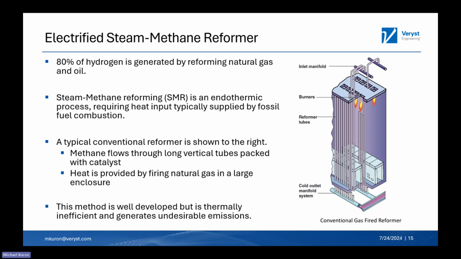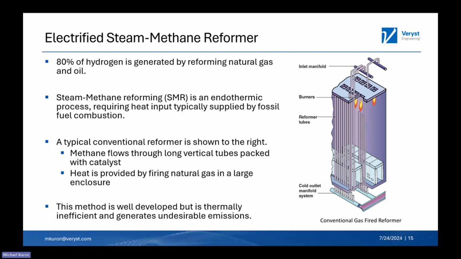A conventional reformer is shown over to the right. We have methane that flows through long vertical tubes that are packed with a catalyst. Within that catalyst, the methane flows and is heated from the outside, which is provided by firing natural gas in a very large burner or boiler configuration, whereby the tubes are heated primarily by radiation. This is a well-developed method. It's been used for many years and is quite mature, but suffers from significant drawbacks from a technology perspective.